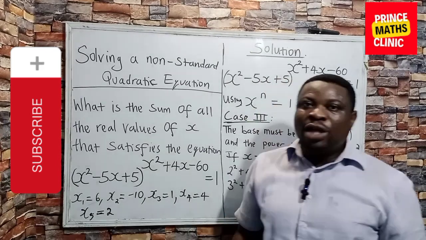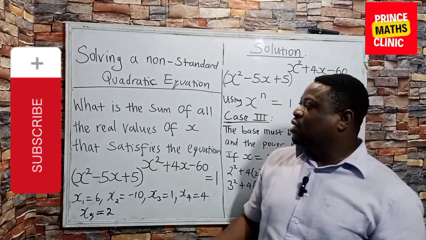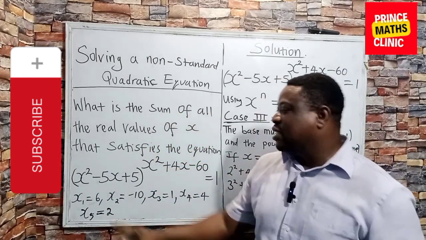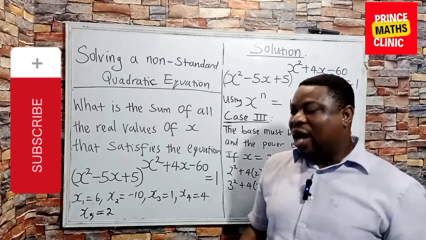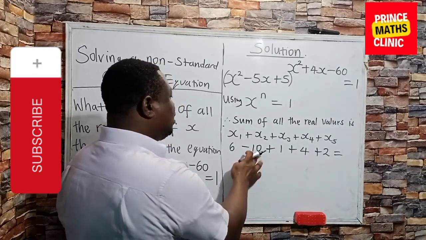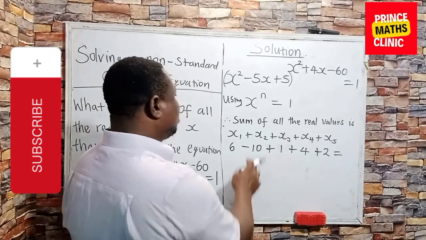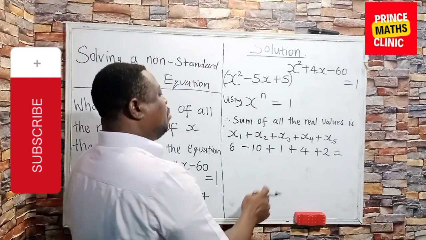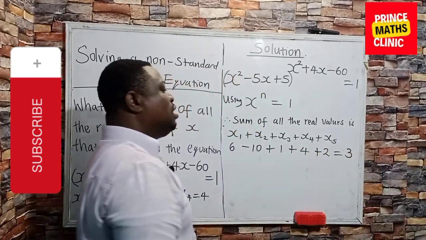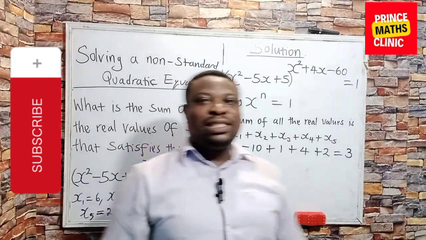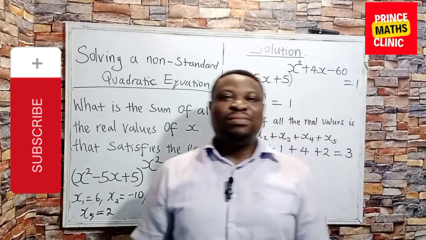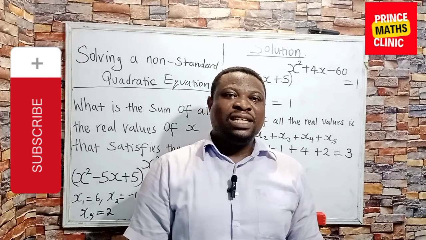Good. But the question did not ask us to find the real values alone. We were asked to find the sum of all the real values. And these are all the real values. So let's go ahead to add them. All the real values here added up together is 6 minus 10, which is minus 4. Minus 4 plus 1 is minus 3. Minus 3 plus 4 is 1. And 1 plus 2 is equal to 3. So the sum of all the real values as we have been told to find out in this question gives us 3. So that brings me to the end of today's class.